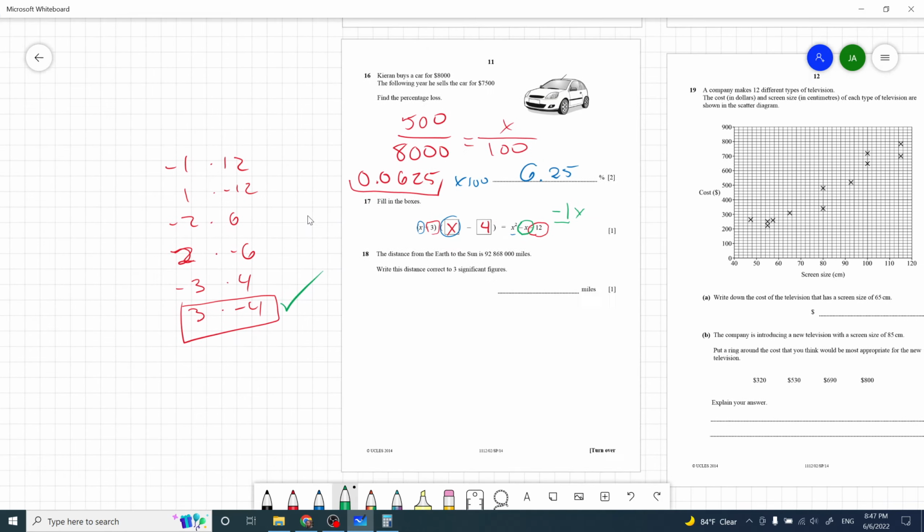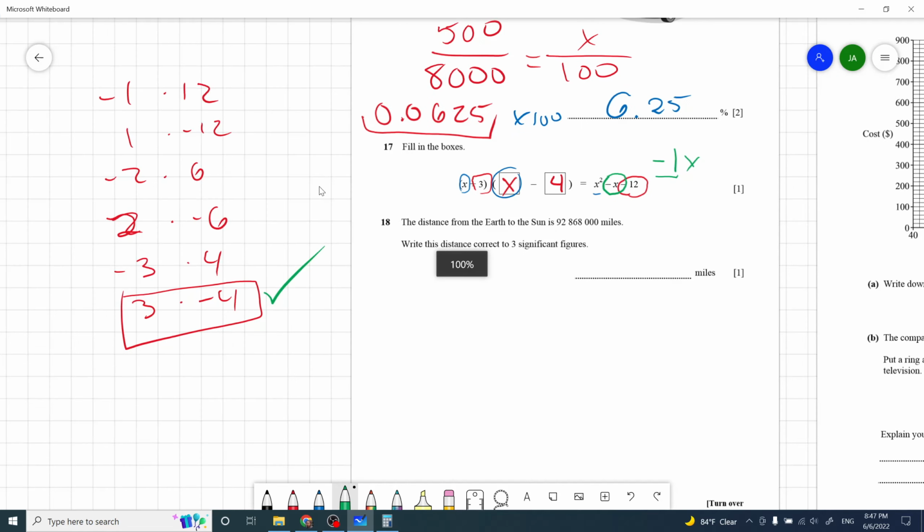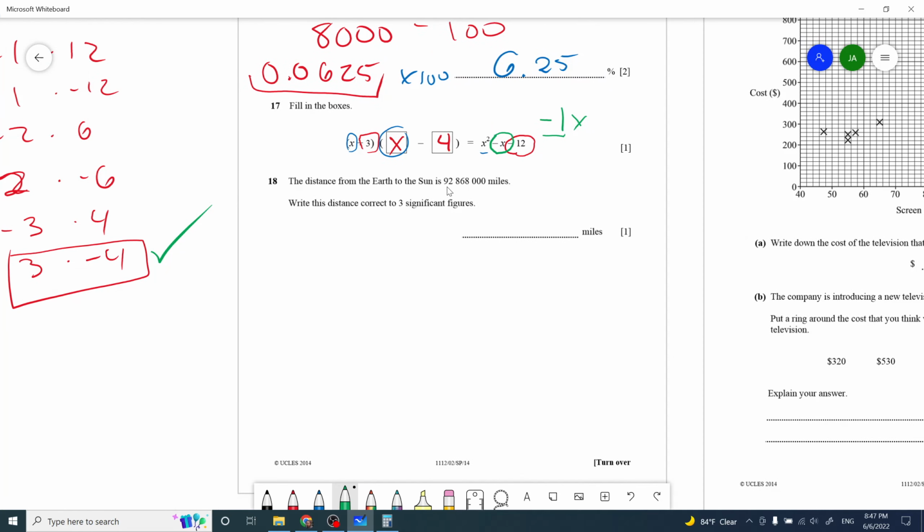Okay, oops, don't need the PDF. The distance from the Earth to the Sun is 92,868,000 miles. Write this distance correct to 3 significant figures. So this means to the first 3 non-zero numbers we have. So anything bigger than a decimal point is just going to be the first 3 numbers we have, basically.